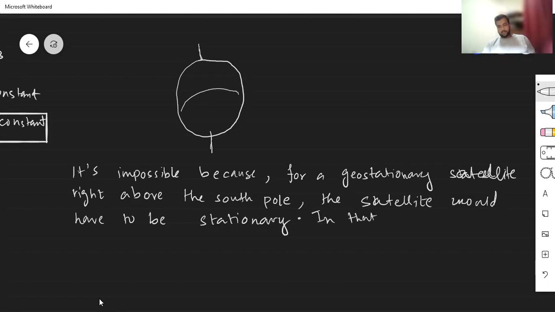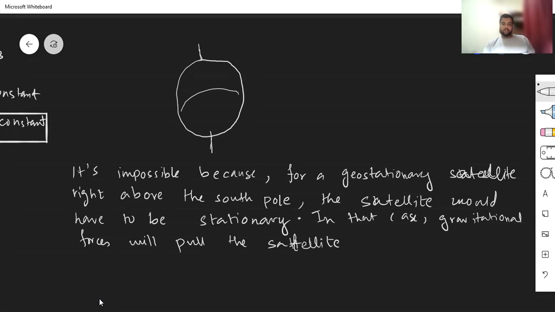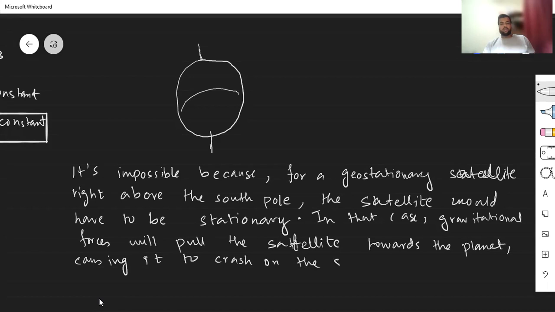In that case, gravitational forces will pull the satellite towards the planet, causing it to crash on the surface.